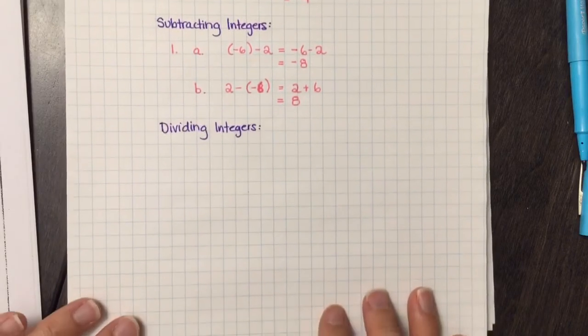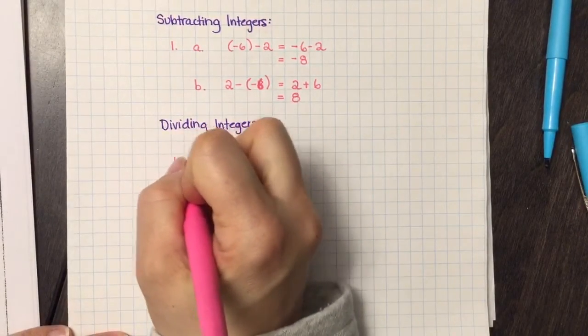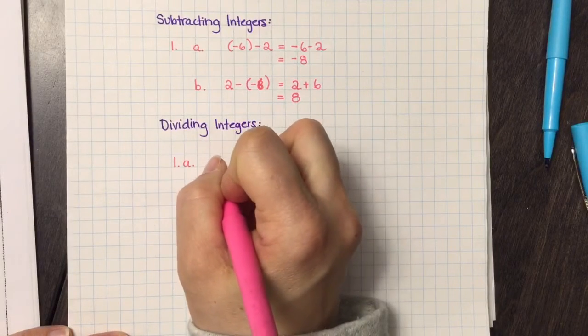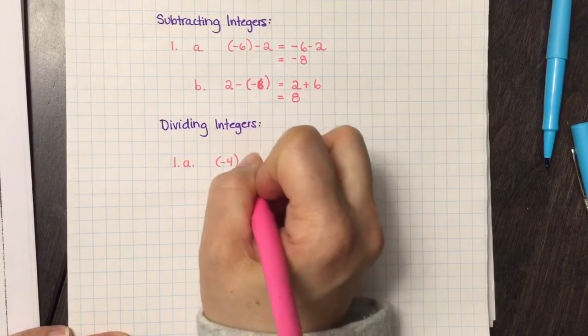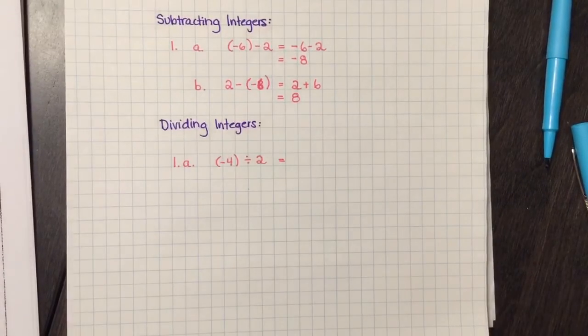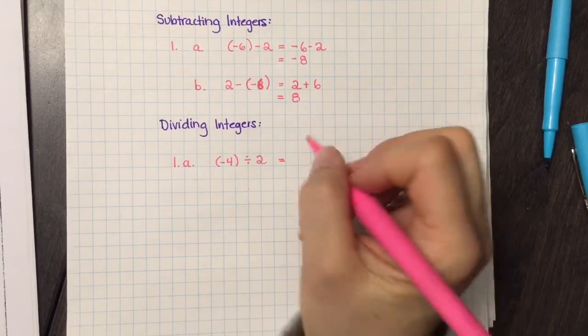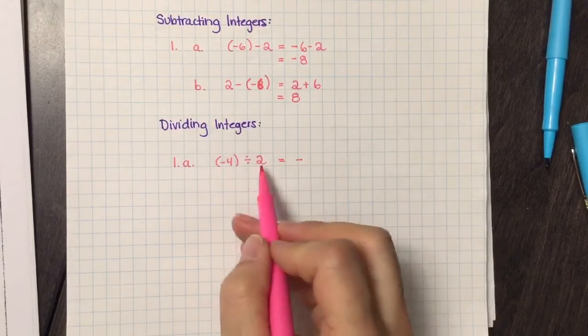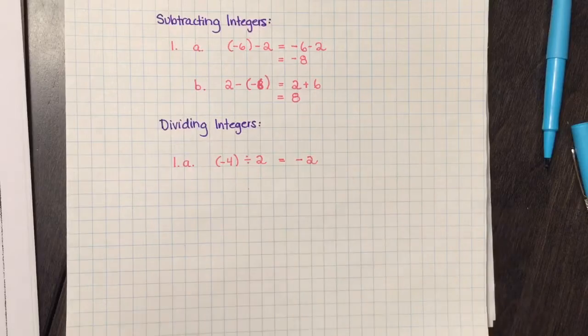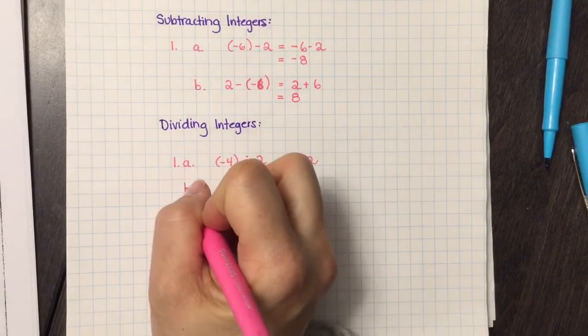I'll just scroll that up a little bit. Under the check, 1a says -4 divided by 2. What does that equal? A negative number divided by a positive number is still going to be negative. 4 divided by 2, so -2. And we'll do b as well.